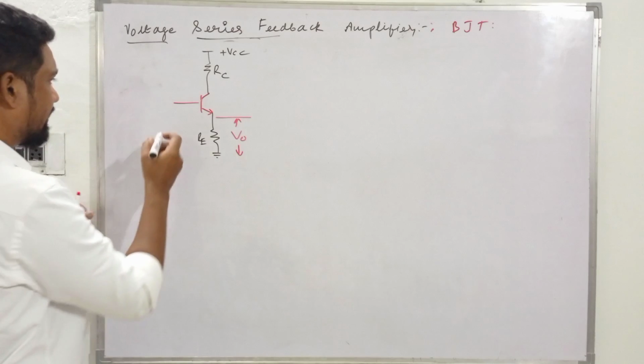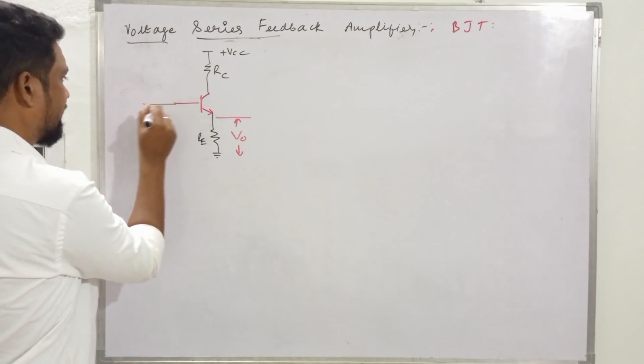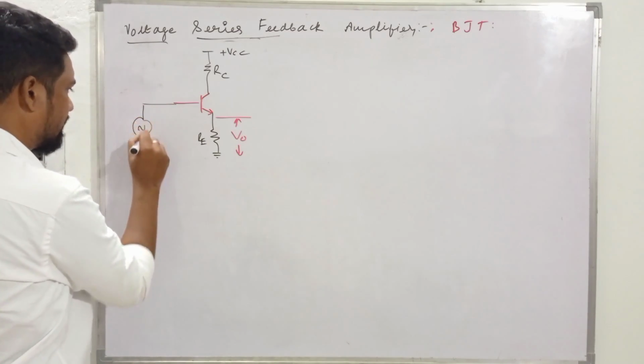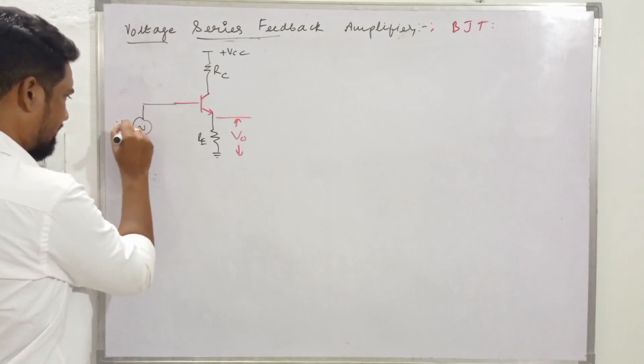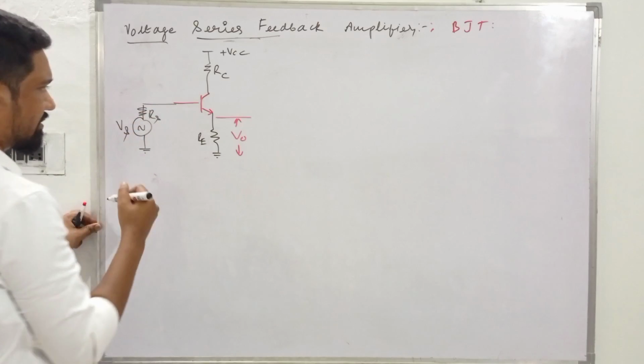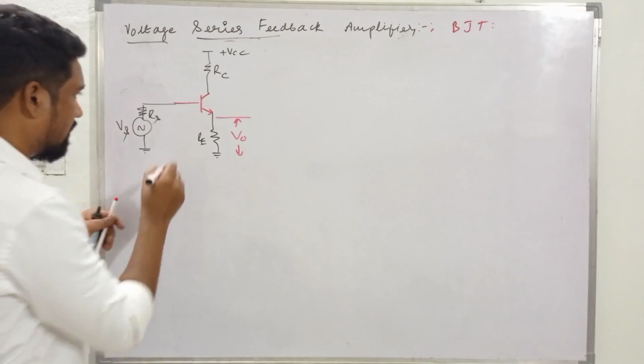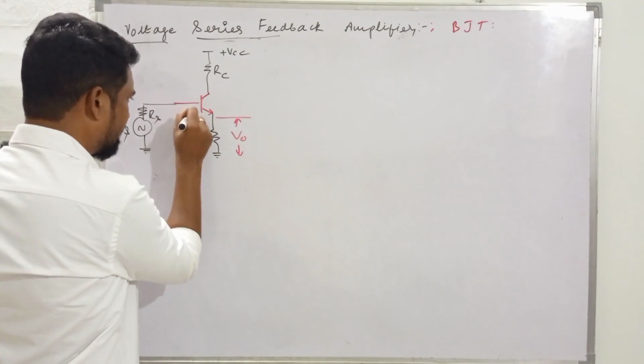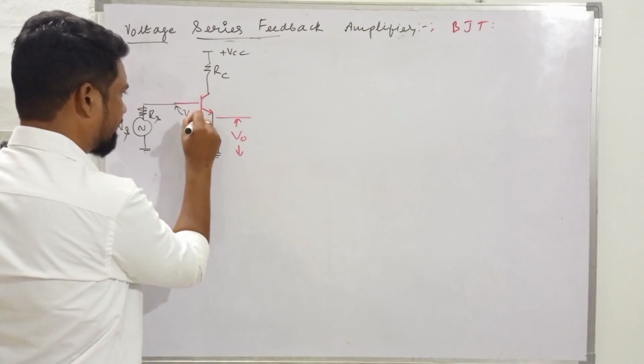And here is the place where we provide the source voltage Vs, the signal to be amplified. We have the internal resistance of the source Rs. So what voltage do we have here? We have Vin.